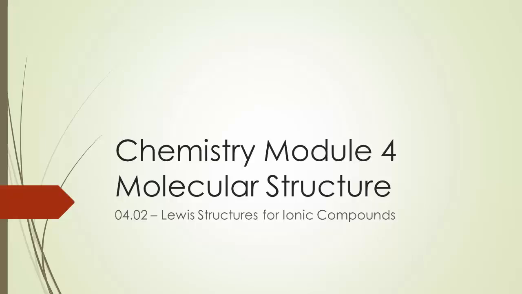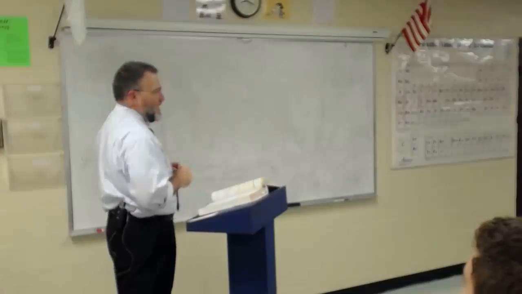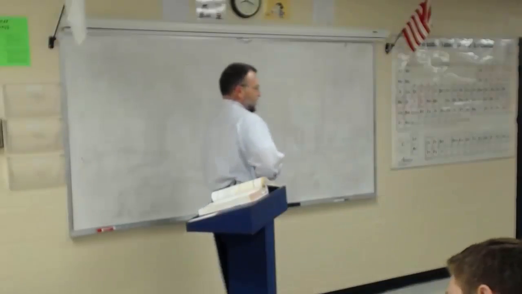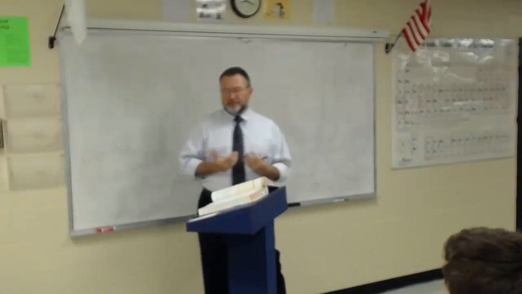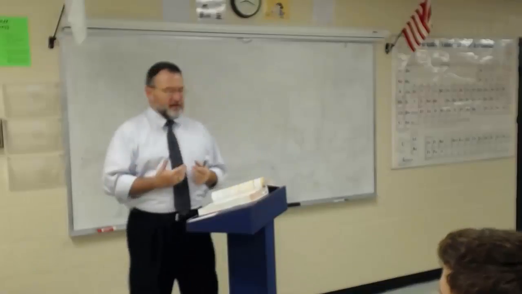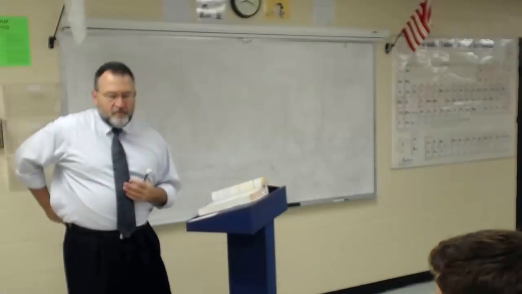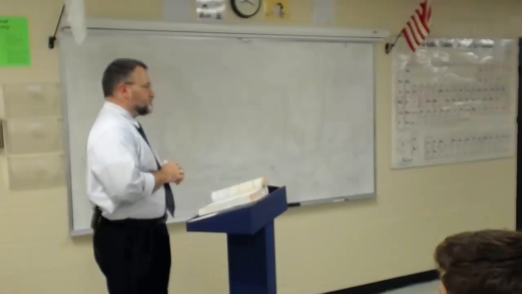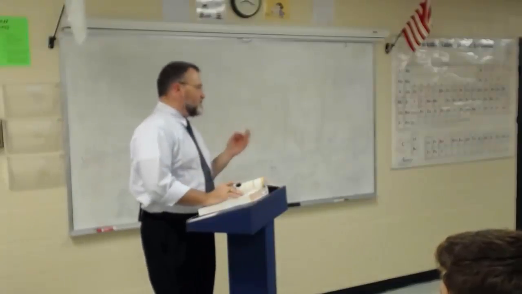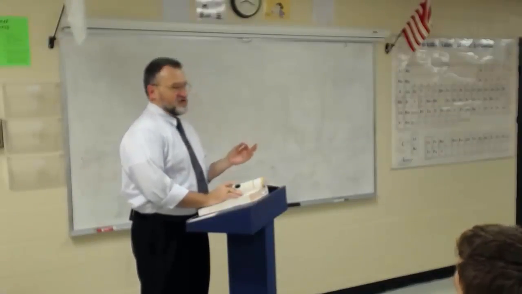We are on page 136, Lewis structures for ionic compounds. So yesterday we spent our time looking at Lewis structures. Electron dot configurations is the other name you may hear at times. But looking at Lewis structures, what is the significance of a Lewis structure? What does it show us?